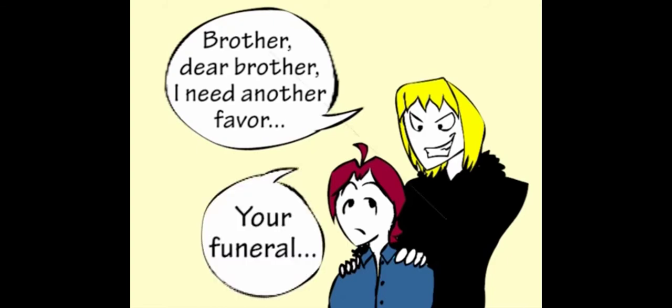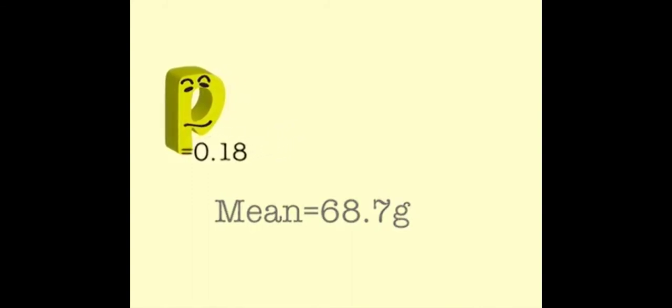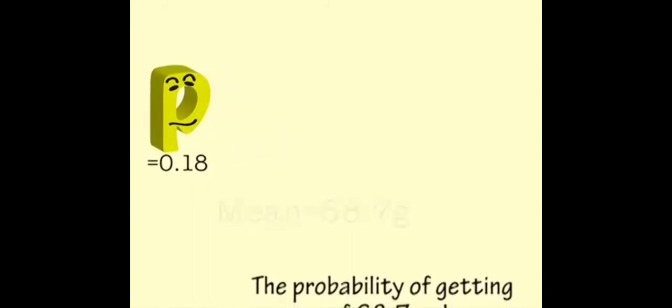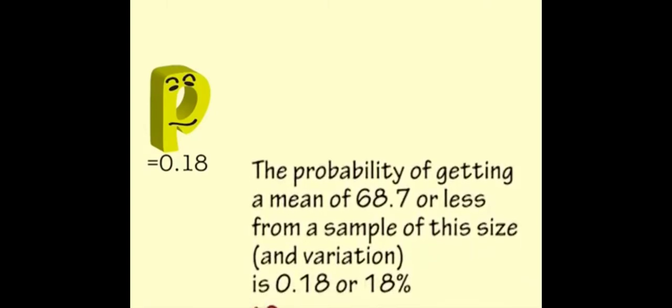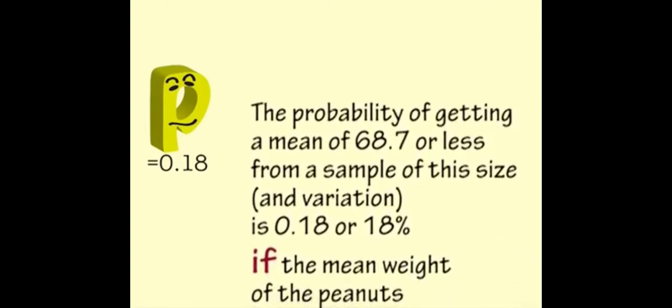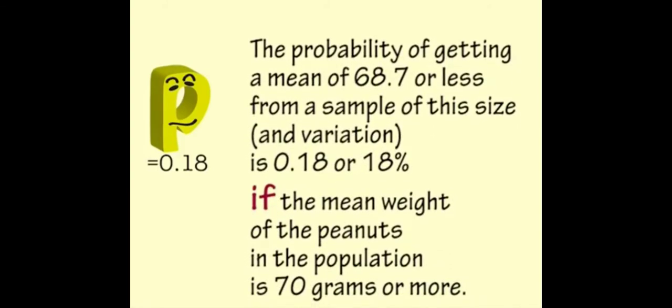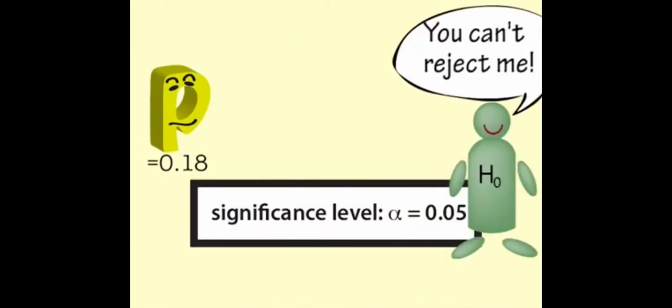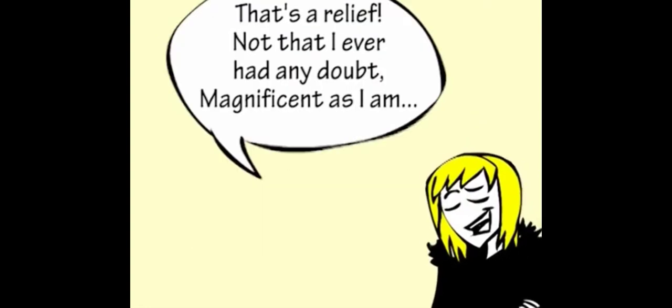Judging from the data that we have, there is an 18% chance of getting a mean as low as this or lower if there is nothing wrong with the bars. That is, if the null hypothesis is true and the mean weight of nuts is 70 grams or more. This p-value of 0.18 does not provide enough evidence to reject the null hypothesis. In this case, Helen does not have evidence to say that the bars are short of peanuts. This is a relief. The smaller the p-value is, the less likely it is that the result we got was simply a result of luck.